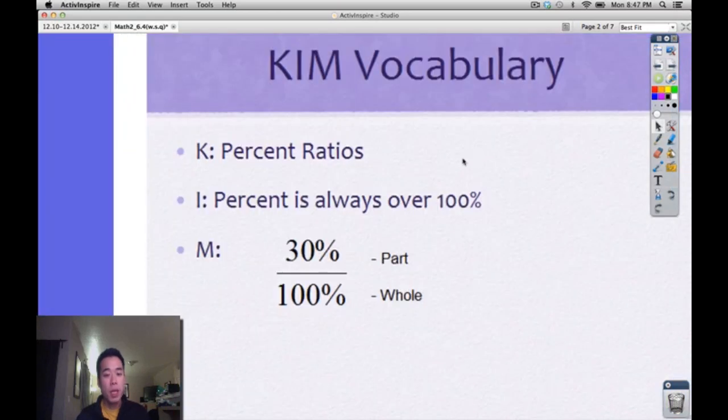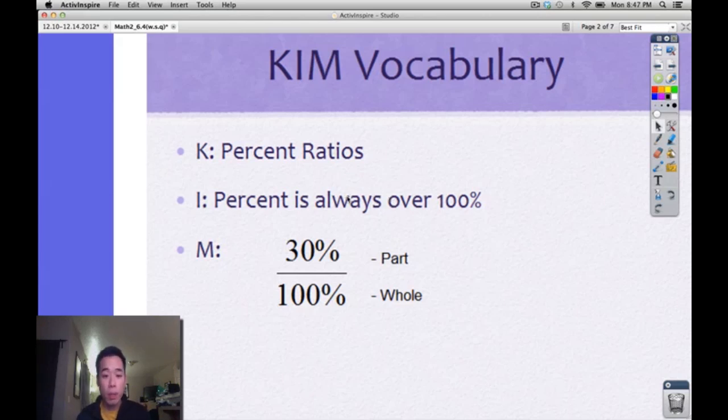So let's begin. For those of you that like chem vocabulary, I like it a lot just because it is a good way to organize your notes. Today's objective is percent ratios: to find percent of any number, or vice versa, any percent of any number. And it's a setup of percent ratios.